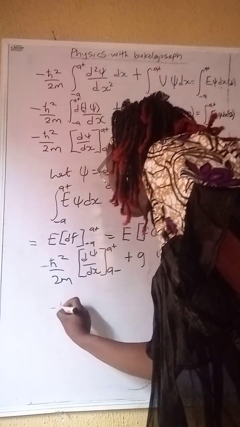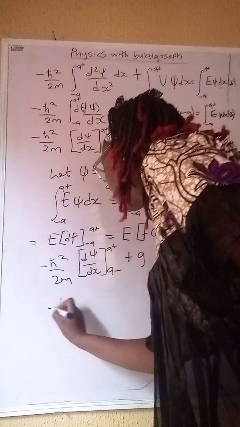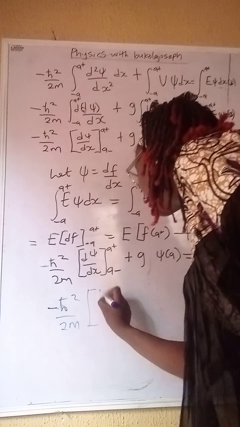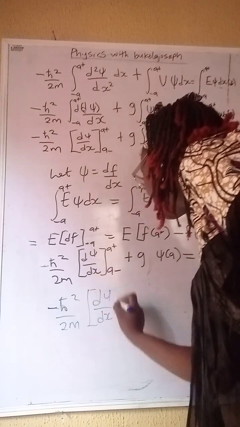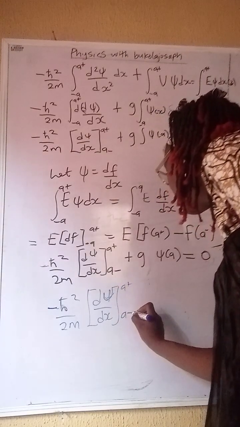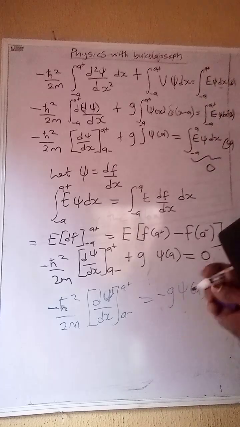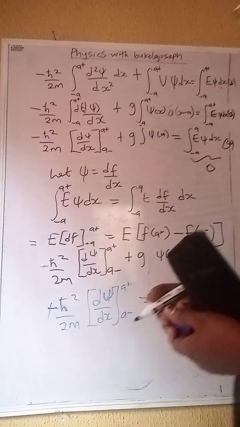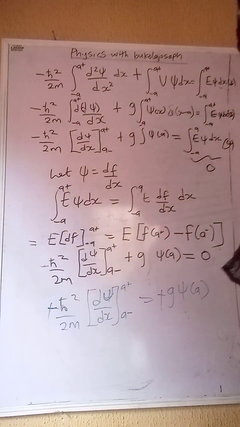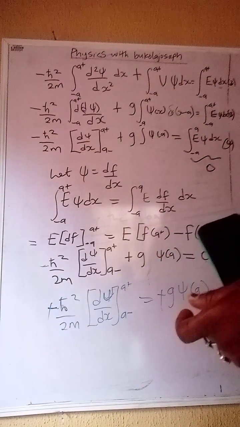So we have minus h cross squared over 2m, d psi dx, this is psi prime, a plus a minus is equal to minus g psi of a. Okay, so this minus will cancel this minus. Now we will multiply both sides by 2m over h cross squared. I don't know if you can see my blue marker.